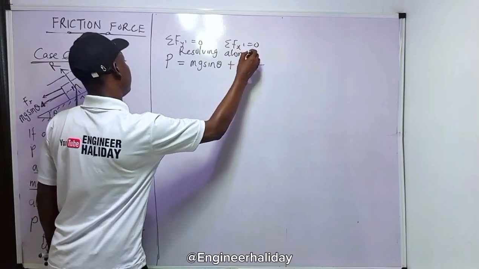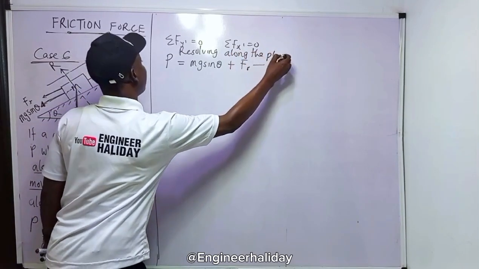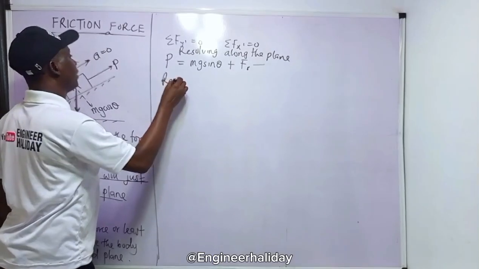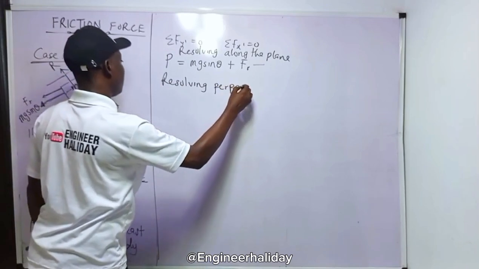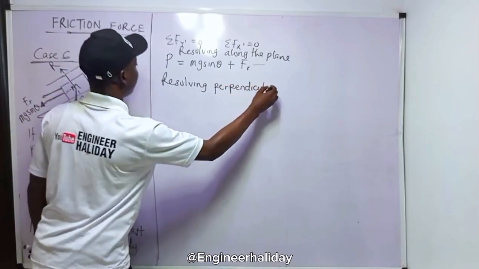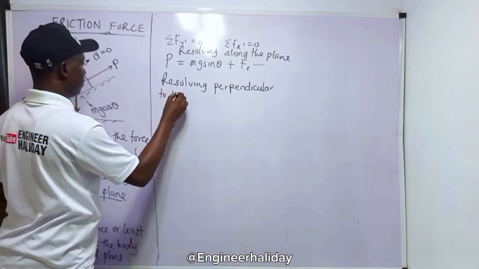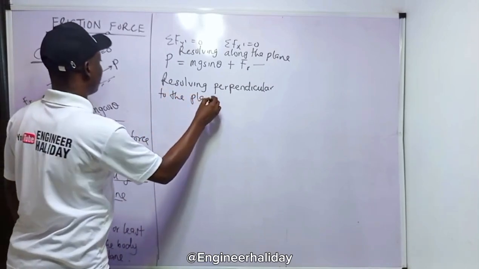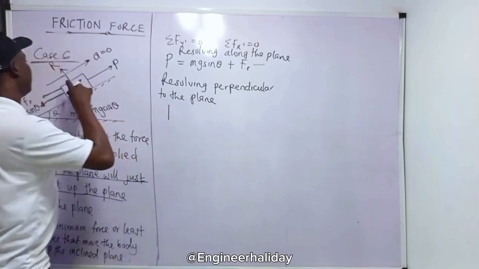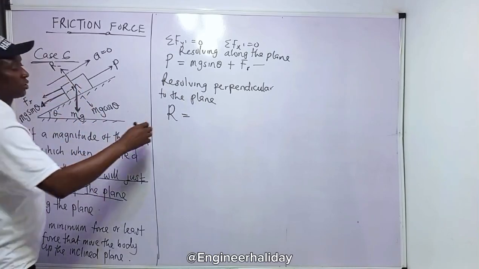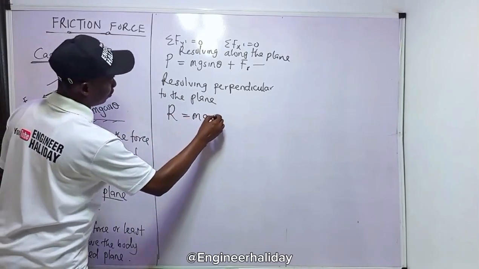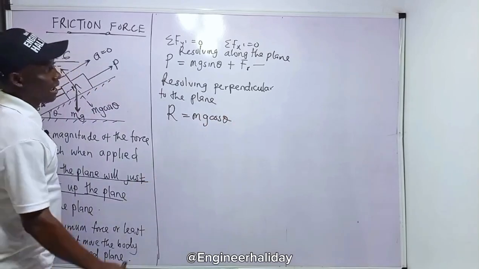Along the plane. Now, what about resolving perpendicular to the plane? Perpendicular to the plane, what do we have? We are going to have R equals to the reaction, which is mg cos theta.